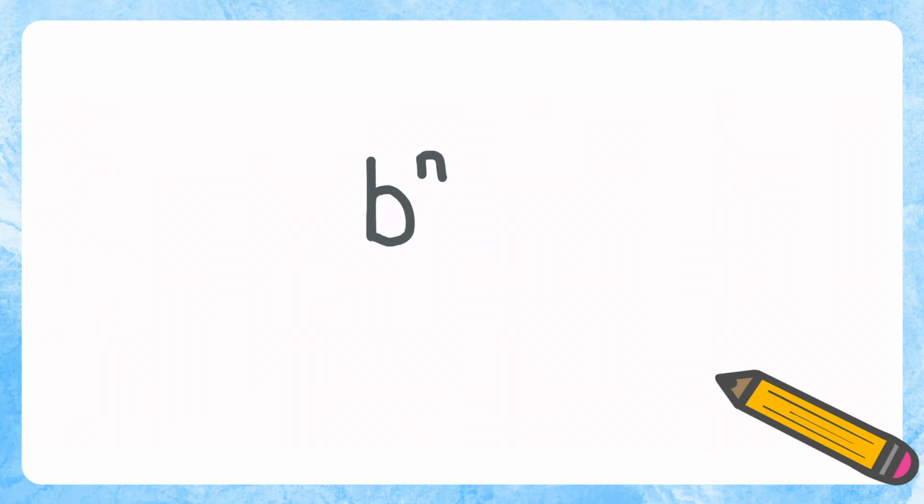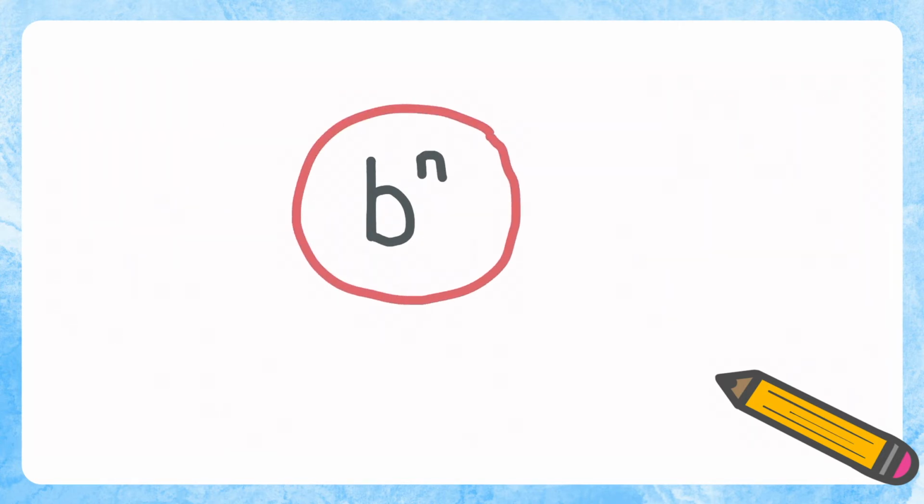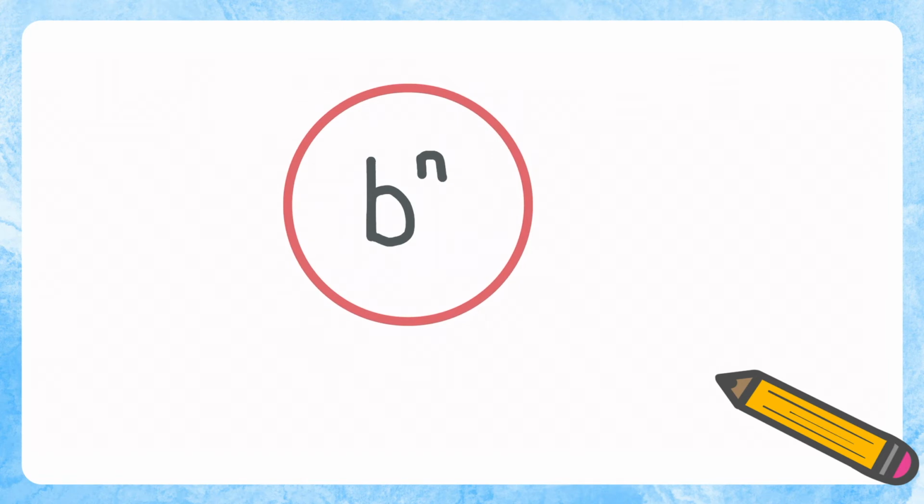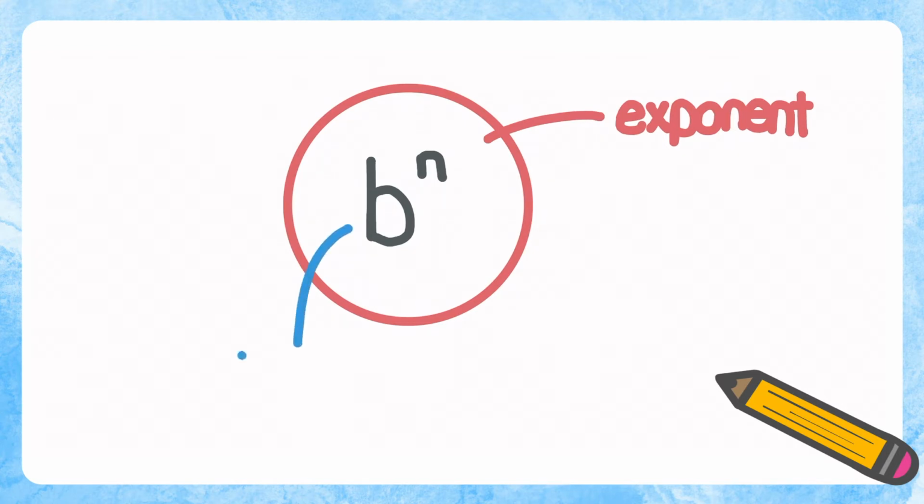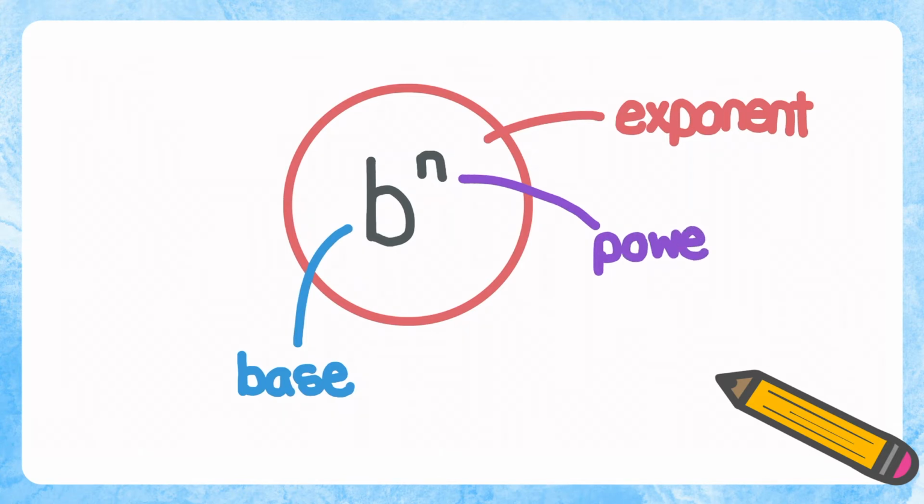First, this entire thing is called an exponent. An exponent has a base and it has a power. The power tells us how many times we need to repeat the multiplication.